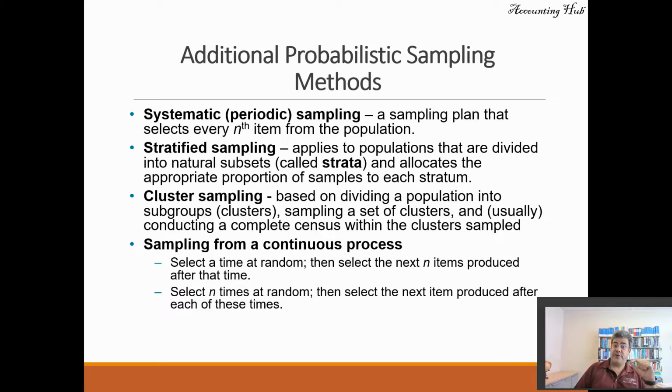But you can also first stratify the population into natural subsets, called strata, for instance by age. Cluster sampling is based on dividing a population into subgroups, for instance based on income, then selecting a set of clusters and usually conducting a complete census within the cluster sample. Or we can sample from a continuous process, if we are talking about time: pick a time at random and then select the next n items produced after that time, or do the opposite, pick the n items at random and then select the time.